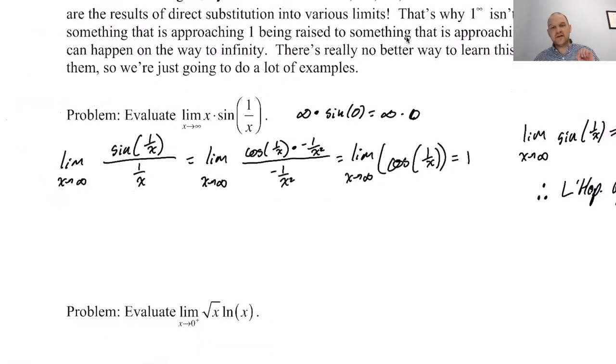That's the limit. So it started out as infinity times 0 or 0 times infinity. When you see that, you're going to want to try to invert something to create 0 over 0 or infinity over infinity.